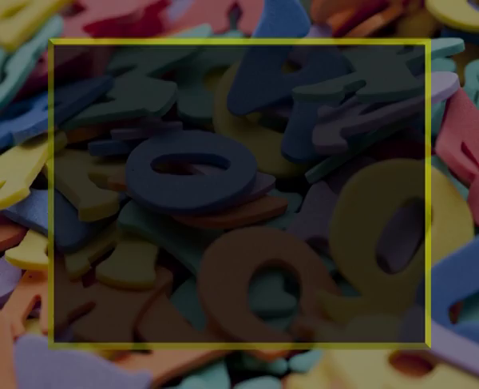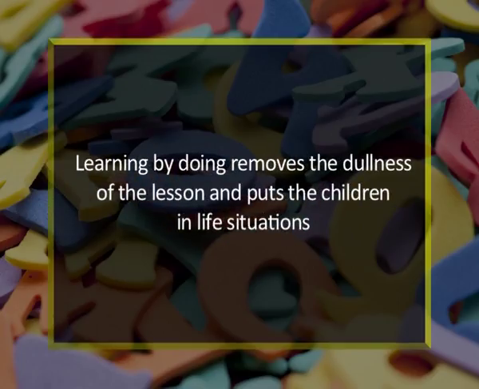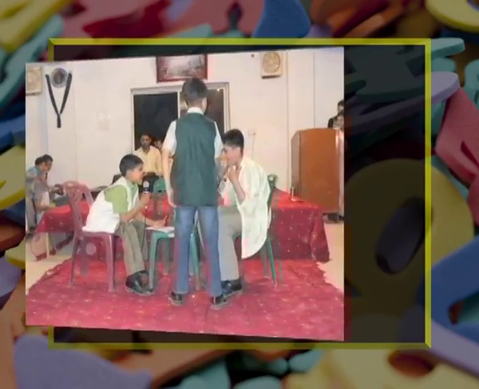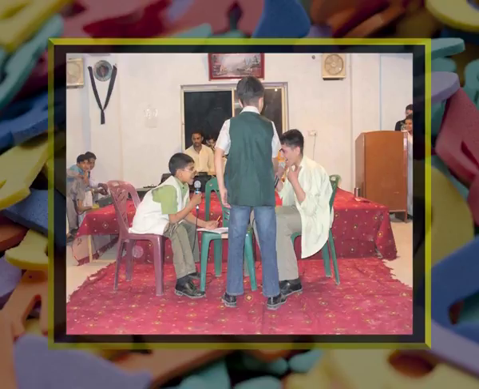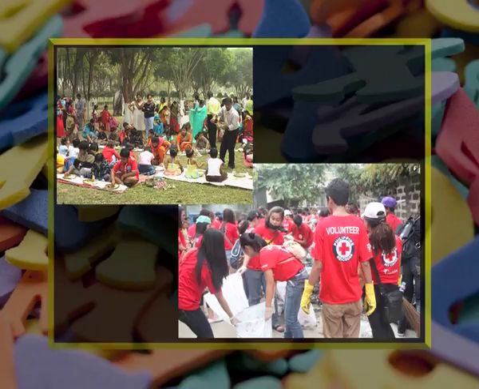Children learn the best through self-activity, but that activity must be psychologically sound. Learning by doing removes the dullness of the lesson and puts the children in the life situation. Hence, teaching should be so organized as to provide maximum opportunities to the child to learn by doing. Just for example, the students can get training in social behavior by actually organizing and participating in the activities of dramatic club, debating society, Girl Guide camps, picnic and Red Cross society.